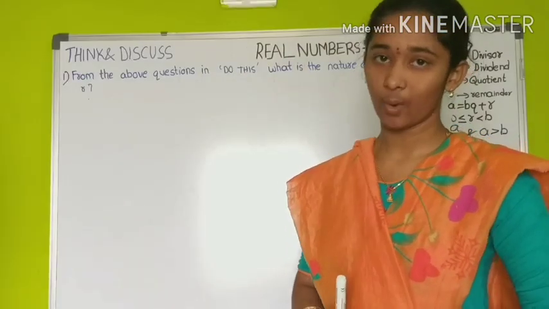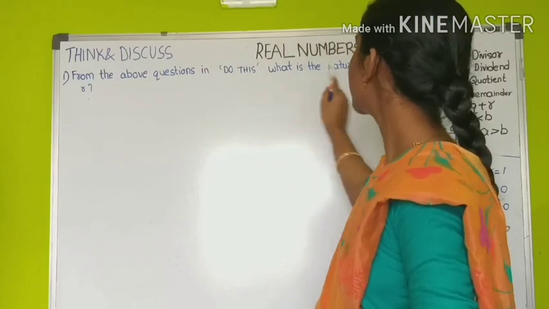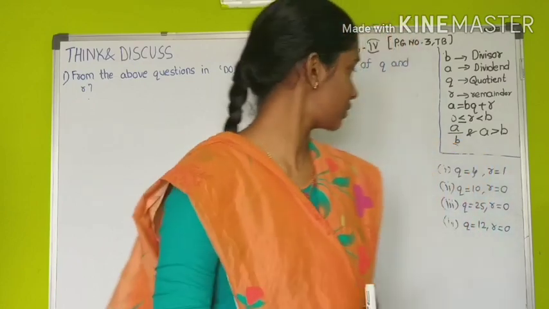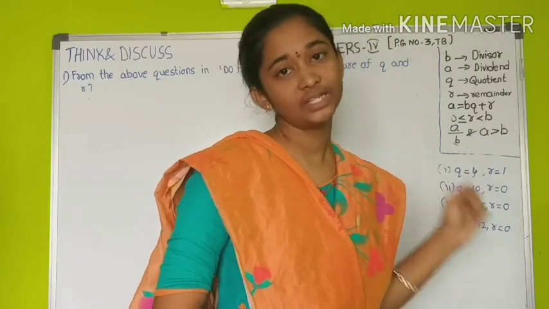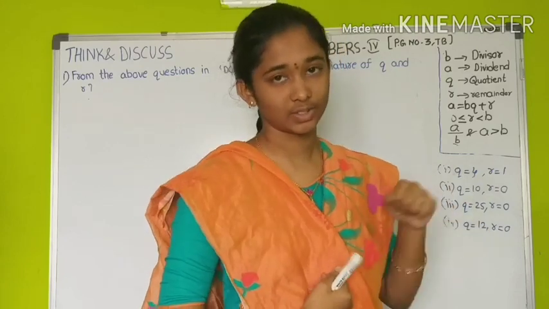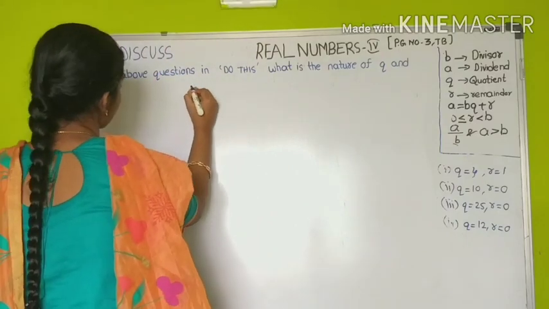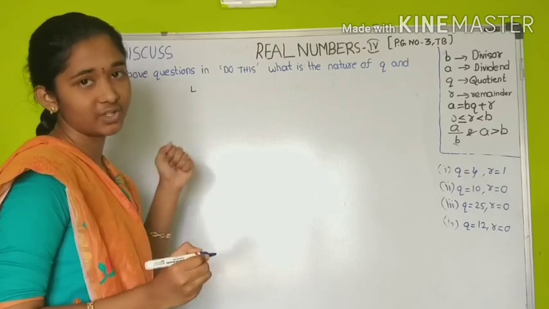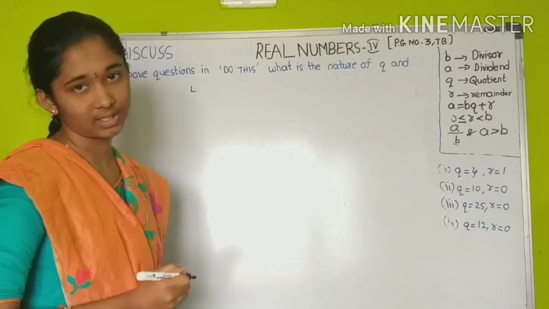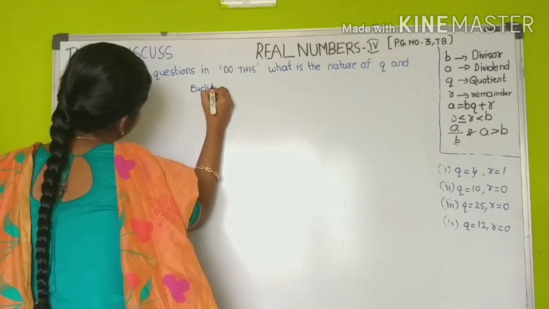And now we are going to solve the Think and Discuss on page number 3. The Think and Discuss problem given on page number 3 is: from the above questions in Do This, what is the nature of Q and R? We have solved all the questions and listed out all the values of Q and R here. And we need to discuss the nature of the Q and R values. And first, what's the condition here? For any question from this chapter, first write this Euclid's division lemma equation. It will give you at least half a mark. So first we write the Euclid's division lemma equation.